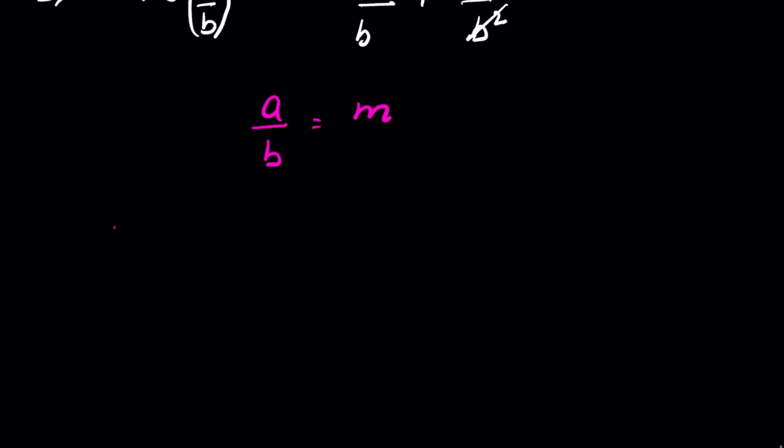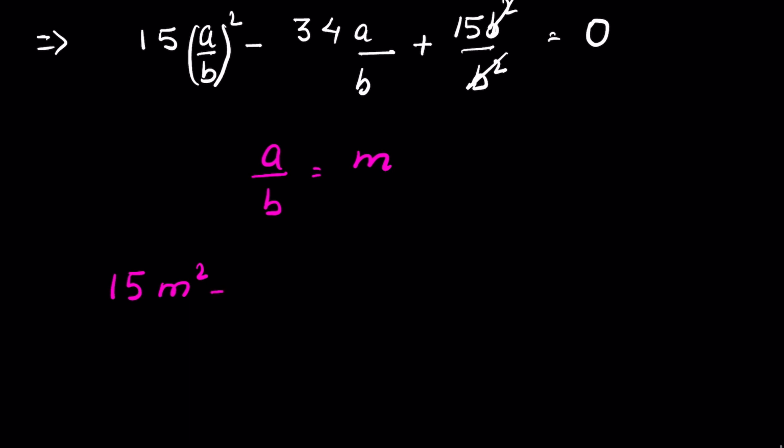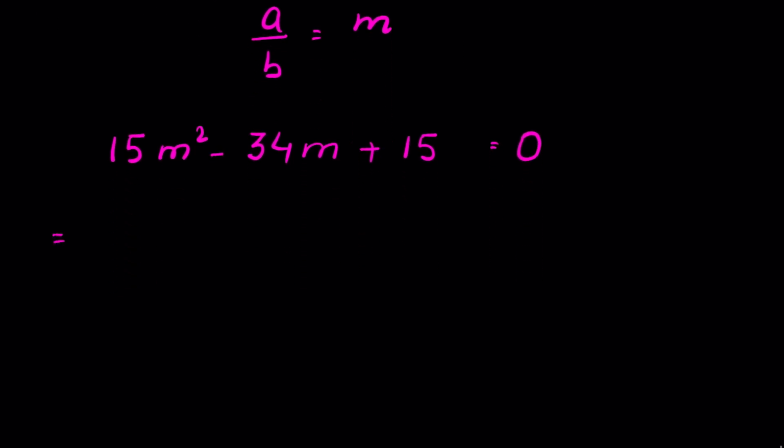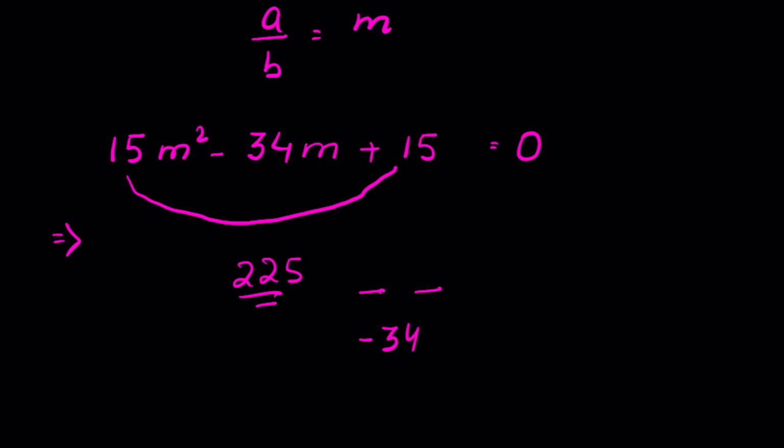So in that case we have 15m square minus 34m plus 15 is equal to 0. Now we have a quadratic equation here which we can factorize. To factorize this, we use hit and trial method. So first step is we multiply these two numbers. So 15 times 15 is 225. Now we have to find two numbers whose sum will be negative 34 and whose product will be 225.